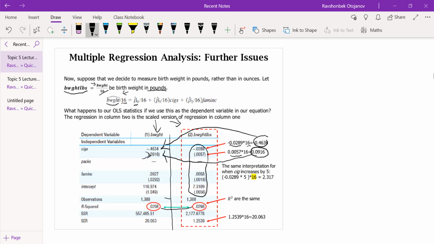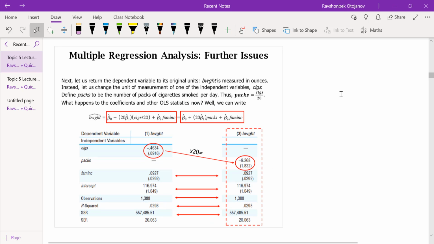That's the interpretation. As you can see, the fit of the regression model doesn't change. It's the adjustment to the coefficient estimates that will. Okay, so what if you'd like to change one of the, let's say, independent variables? In this case, let's say X6. What if we want to change it to packs rather than keeping it in original X6?